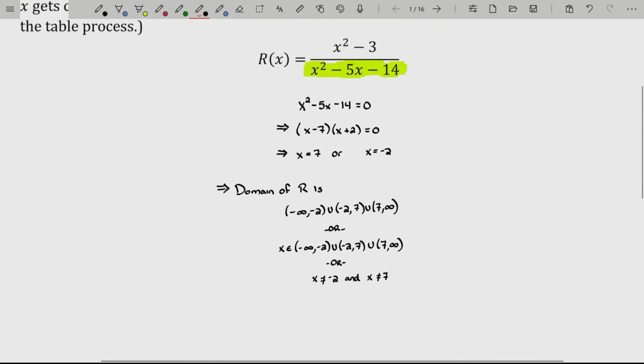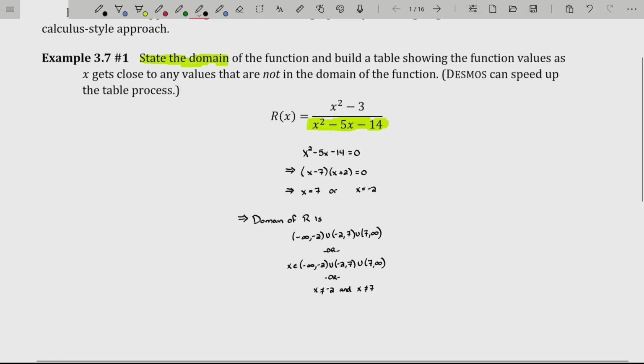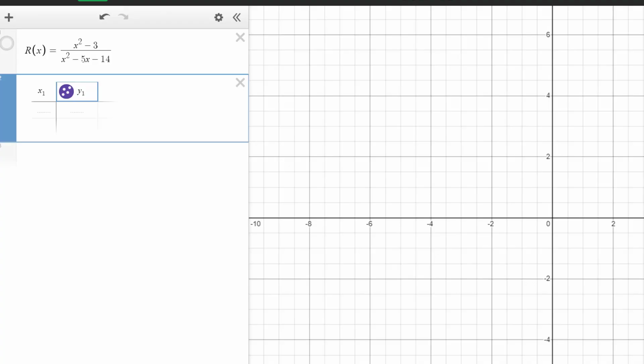All right, let's take a look at the rest of the problem here. So let's see, state the domain. Well, we're done with that. I'll go ahead and erase that. And build a table showing the function values as x gets close to any of those values not in the domain. And I'm going to use Desmos for this. So let's go ahead and take a look at that.